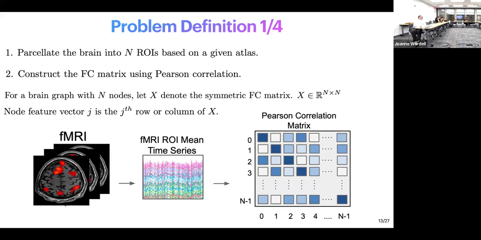matrix X. So we go from the fMRI to the regions of interest mean time series, and construct this Pearson correlation matrix, where each row or column is a feature vector representing a certain ROI.